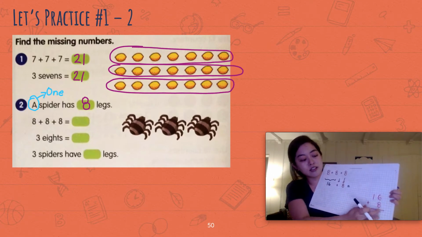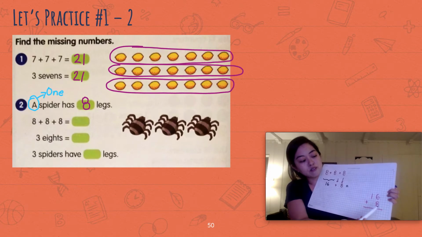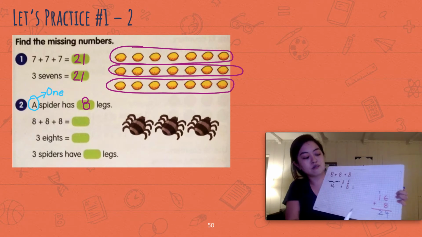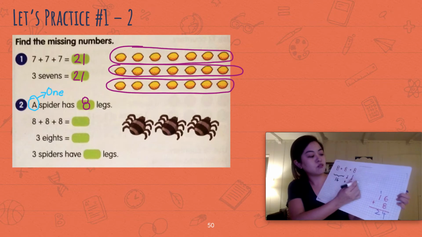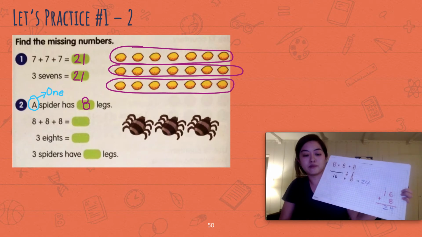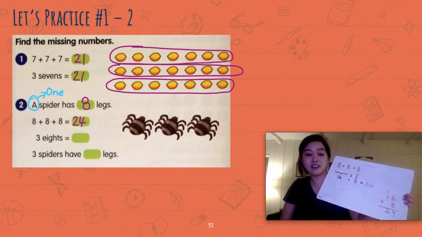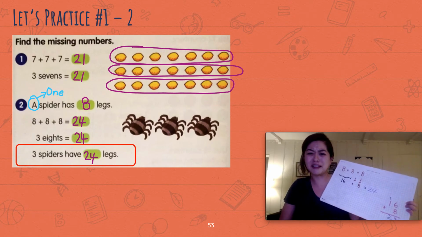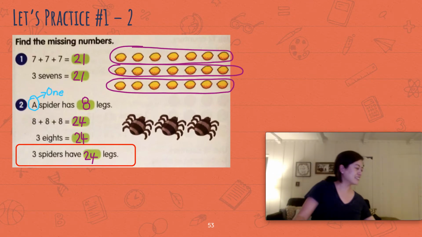So 16 and 8 make what? So let's add the 1s. Okay, so 6 and 8 make 14. And let's add the 10s. 1 and 1 make 2. So it's 24. Okay, 3 8s make 24. 3 spiders have how many legs altogether? 24 legs. That's a lot of legs.